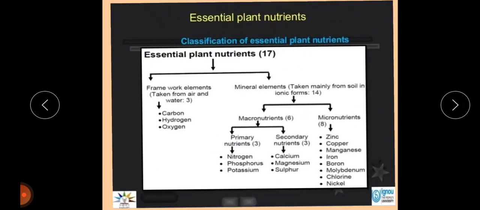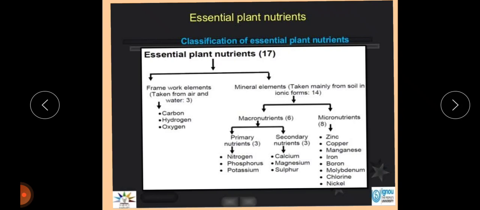After that we discuss the different plant nutrients which are essential for plant growth and development. This is the classification of essential plant nutrients, of which there are 17. Basically they are categorized into two distinct groups. First is the framework elements, those basic elements obtained from the air and water: carbon, hydrogen and oxygen. These three basic elements make up most of the plant dry matter.